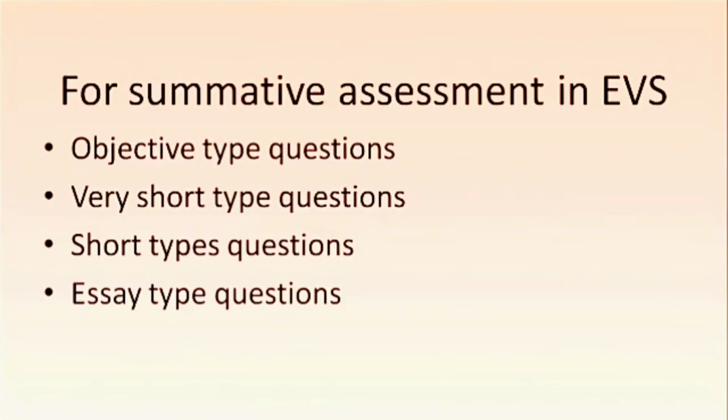Now comes the next, summative assessment. In summative assessment, we assess the overall development of the child. That means according to the objectives, we have to assess him. Objectives of knowledge, understanding, application, interest, attitude and skill. There are so many objectives: objectives of the cognitive domain, the affective domain, as well as the psychomotor domain. Here we have to assess him for all the objectives, and overall assessment is done in summative assessment.